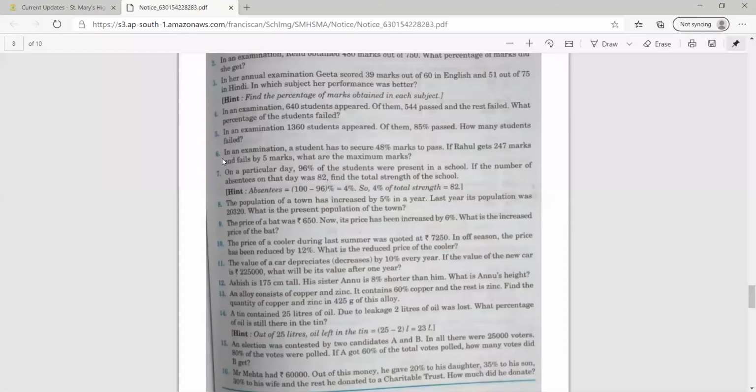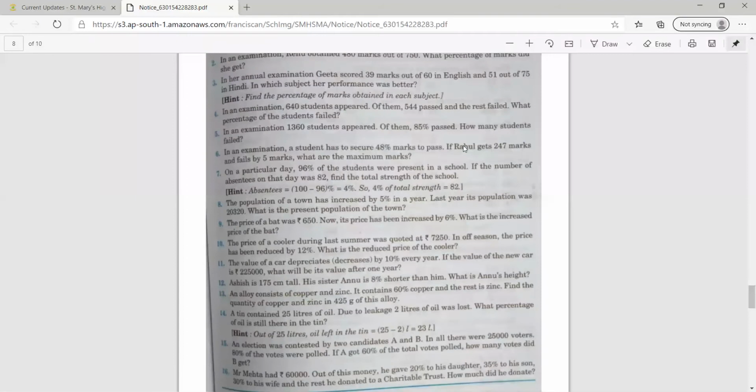Question 6. In an examination, a student has to secure 48% marks to pass. So if that student has to pass, he has to get 48% marks in the exam. If Rahul gets 247 marks and fails by 5 marks, what are the maximum marks?